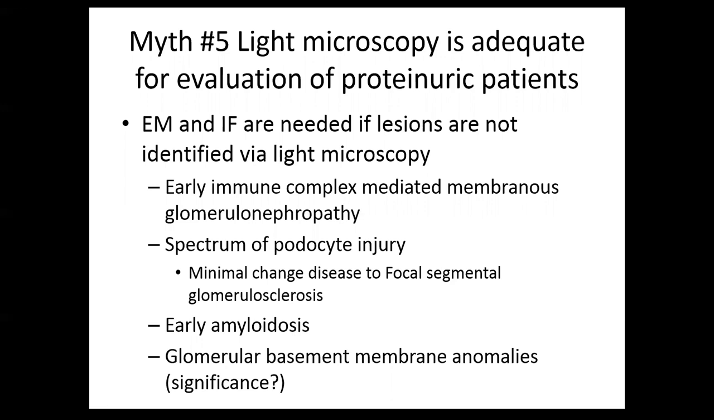I mean, obviously it's expensive, so people aren't always going to pay for it, but you should at least say, look, light microscopy is not always sufficient for these types of patients, and you should consider doing EM and immunofluorescence. Okay, so what situations would EM and IF be relevant for? So early immune complex GN, so if it has happened very recently and it's an acute onset of proteinuria, then we would worry that those immune complexes are so small that you're only going to be able to see them with immunofluorescence or with electron microscopy.